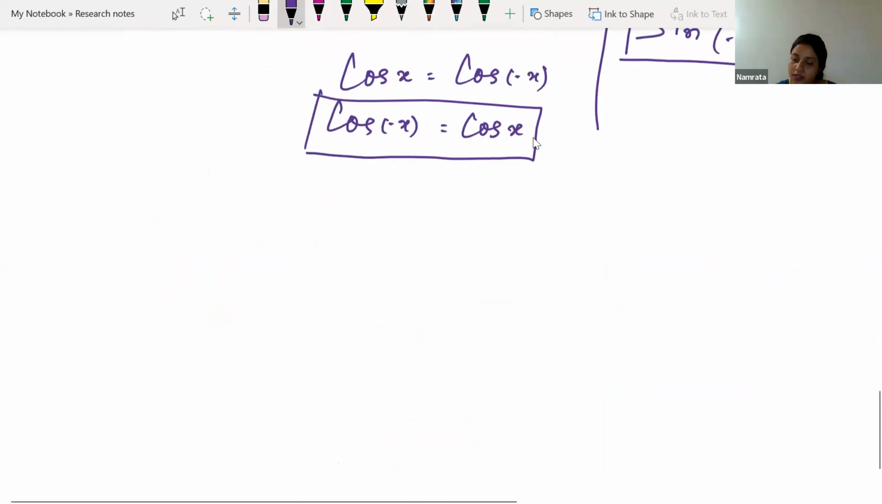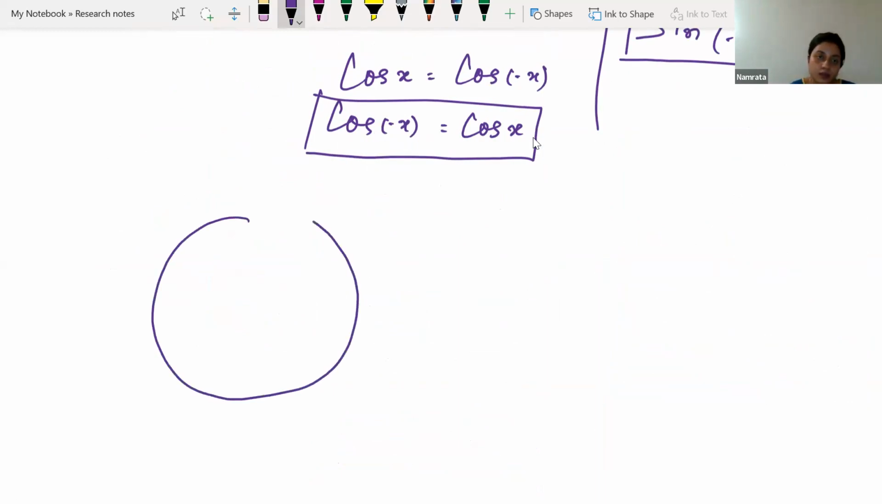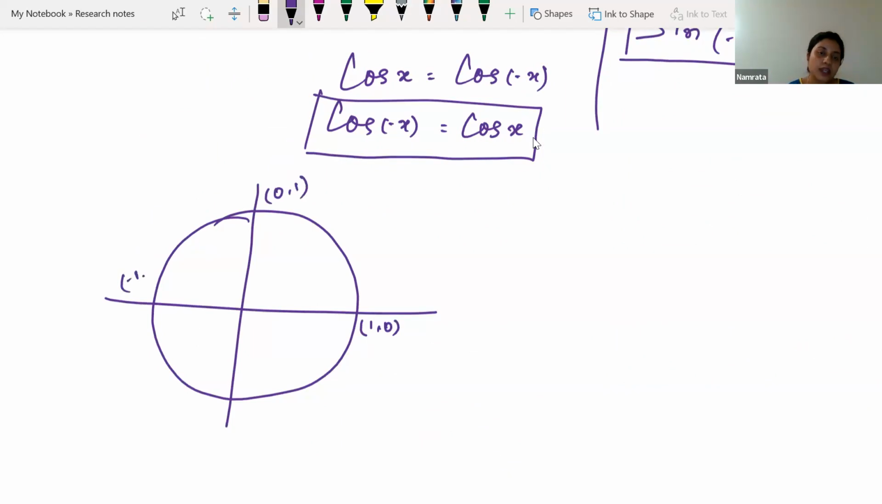Now, one thing you need to understand here. Again, the unit circle. Here the coordinate is 1, 0. Here 0, 1. Here -1, 0. And here 0, -1. This is point O. Now when we take a point P, we know the coordinate is cos X comma sin X.